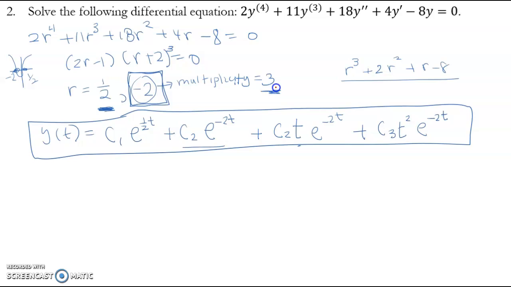If we had multiplicity of 5 instead of 3, then we would keep going where we would have to add 2 more terms. So it would be c4 t cubed e to the power of negative 2t, and 1 more c5 t to the 4th e to the power of negative 2t.